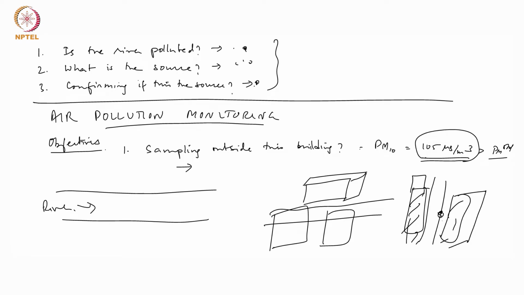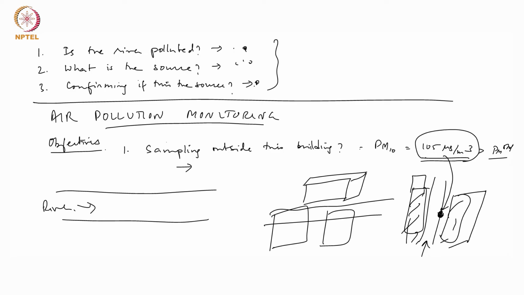When I sample here, if I say this is polluted, can I extend it to anything else? Wind direction. I will measure the wind direction. Let us say the wind direction is in this direction. Yeah. What does this represent? A concentration of 105 micrograms per meter cube. What does this represent in general?